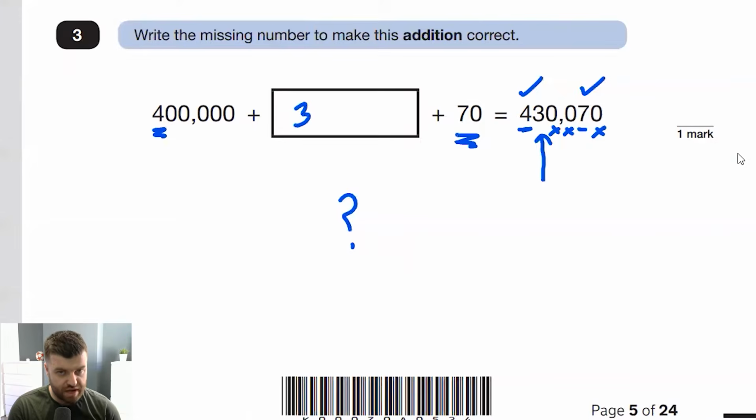Now the answer is not 3. We need to use our place value knowledge to understand that that 3 is showing us 3 lots of 10,000. So the missing number is 30,000. Just use your place value.